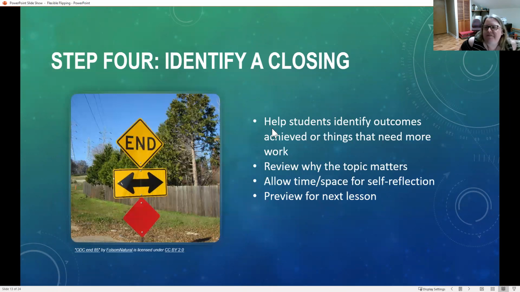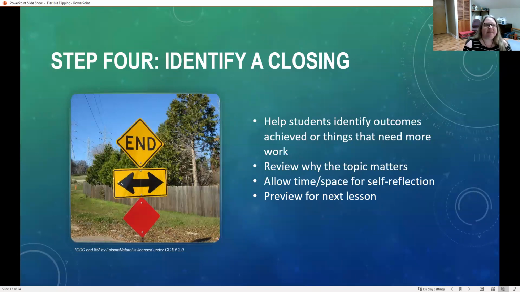The last part of developing a really good flipped curriculum is identifying a closing. How do you wrap up that group space time in class and send them on their way, right? So helping our students identify outcomes that they have achieved. You have learned something, here is what you have learned, right? Having that type of an experience for students is really important.